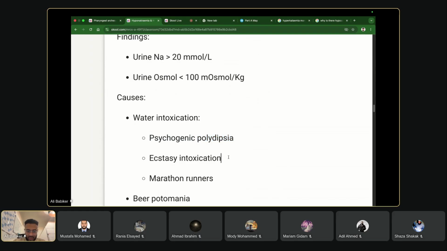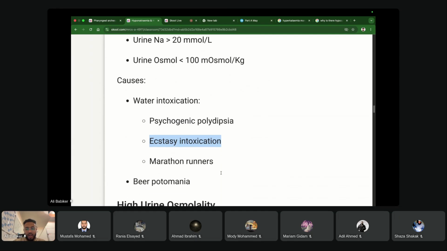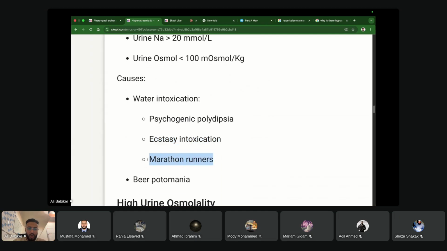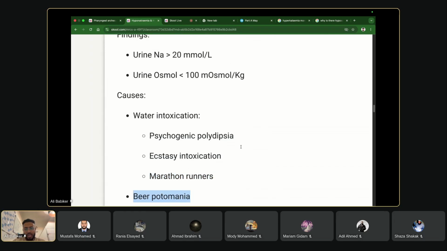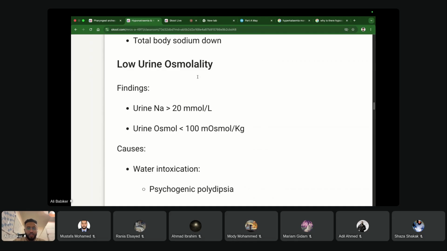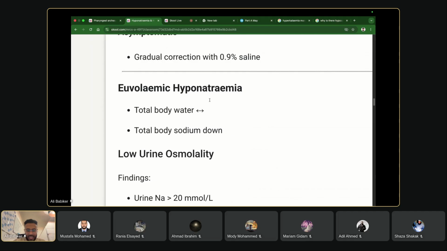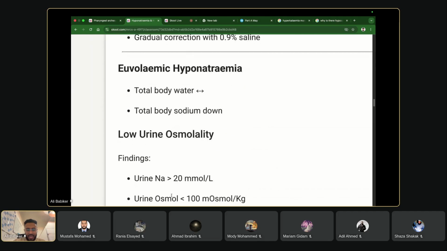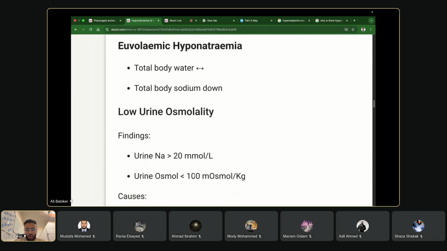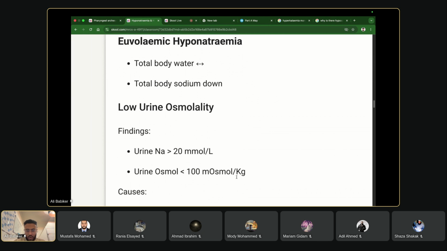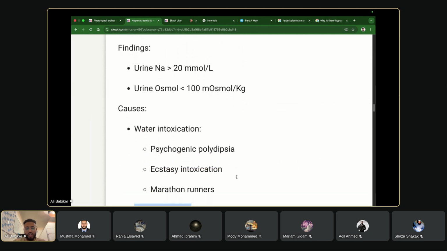Ecstasy intoxication will also lead to that. And marathon runners will also drink a lot of water. And beer potomania, when you drink beer. So the causes of low urine osmolality with euvolemic hyponatremia, in which the sodium will be low and the urine osmolality will be less than 100 milliosmol per kilogram, are due to water intoxication.